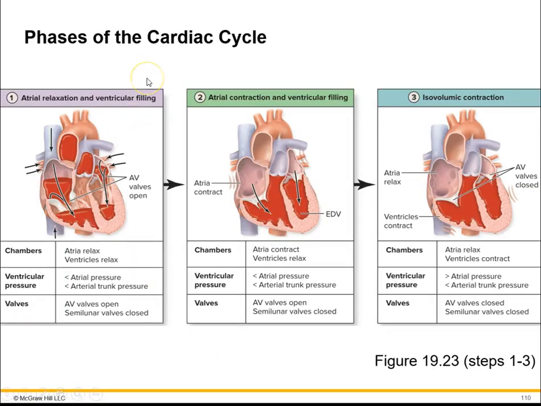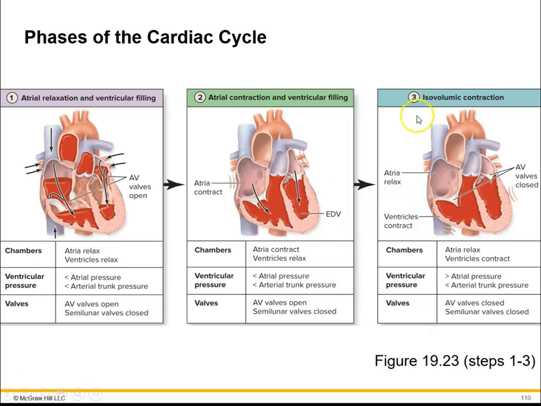Okay, here are the events of the cardiac cycle represented graphically. So we start with atrial relaxation and ventricular filling. So remember, the atria are relaxed here, and blood is just kind of passively dropping into the ventricles. The AV valves are open, the semilunar valves are closed. Then the atria are going to contract, and we're going to enter atrial contraction and ventricular filling. So the atria contract and empty out what's remaining in them into the ventricles.